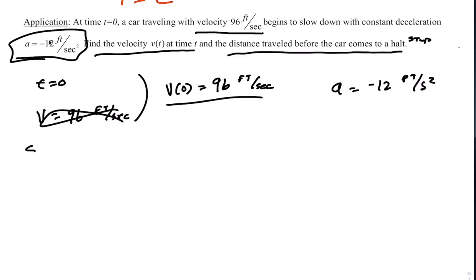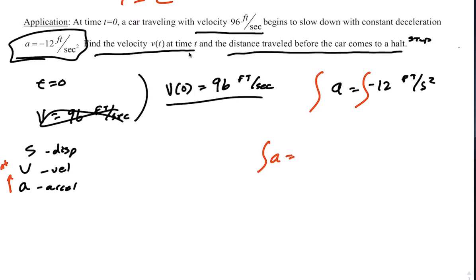Remember the way we do SVA? Displacement, velocity, acceleration. So we have this equation. I want to get to velocity. I want to find the velocity equation. So to go up, we integrate. So let's integrate this equation. The integral of acceleration is velocity. In that case, that'll be the integral of negative 12.